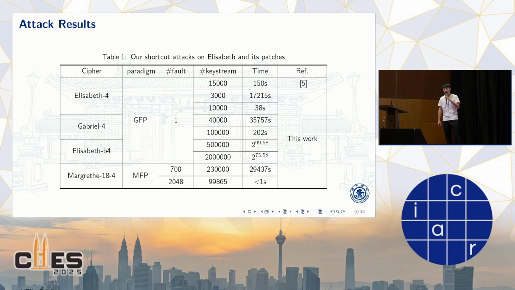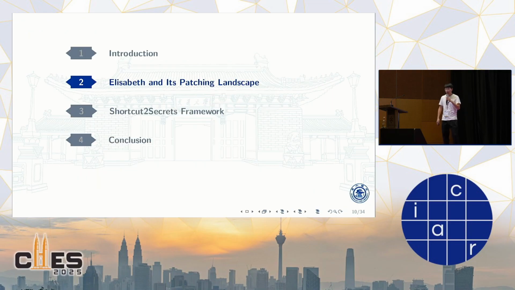Here comes the attack result. You can see that we improve the previous attacks on Elizabeth 4. We also give the first single fault DFA on Gabriel 4 and Elizabeth B 4. For the Margaret 80 4, we give some multi-fault DFAs. That's the result of our attack. Okay, I will introduce the Elizabeth cipher and its patch versions next.